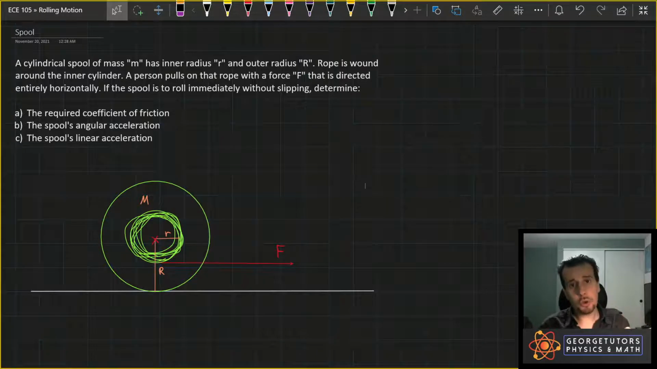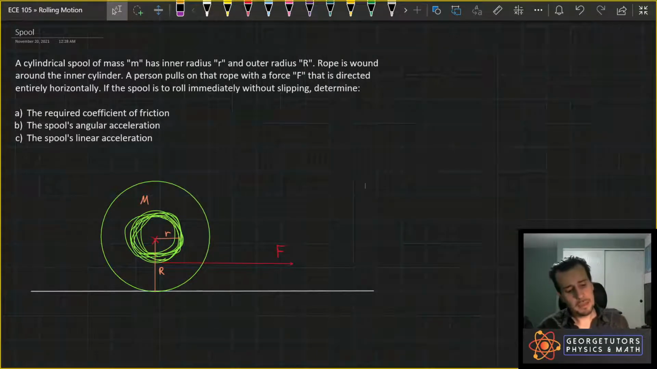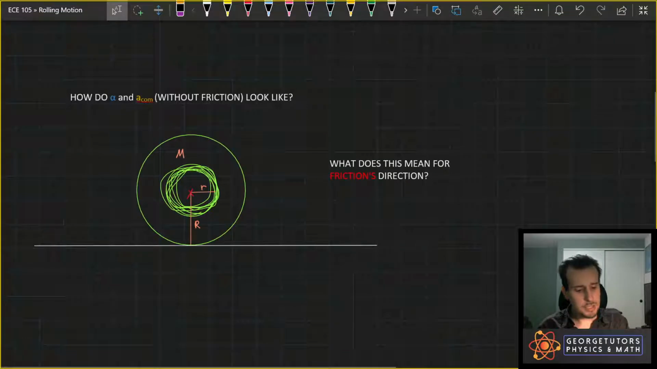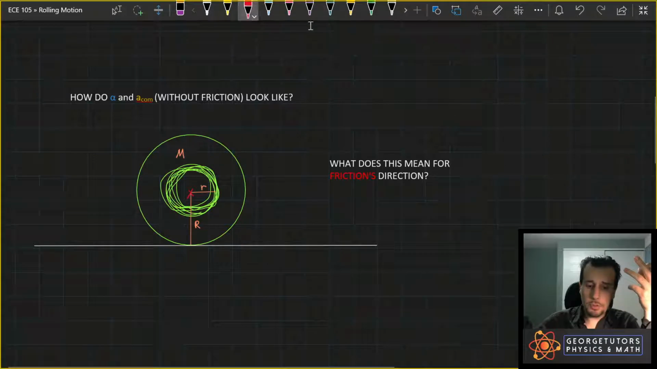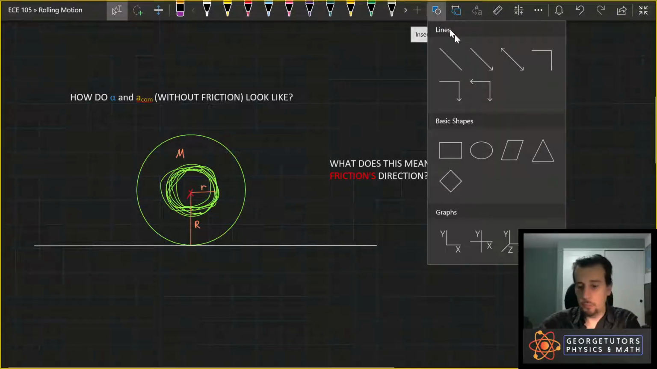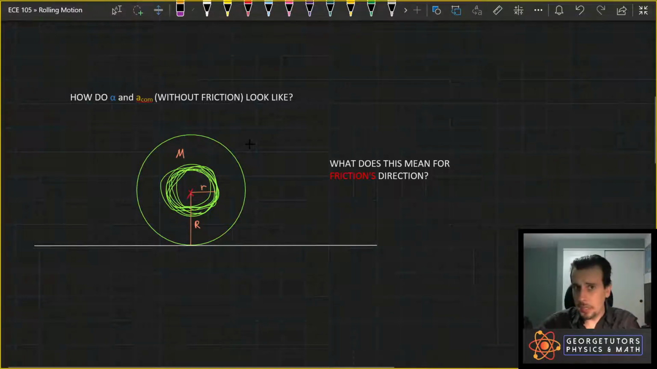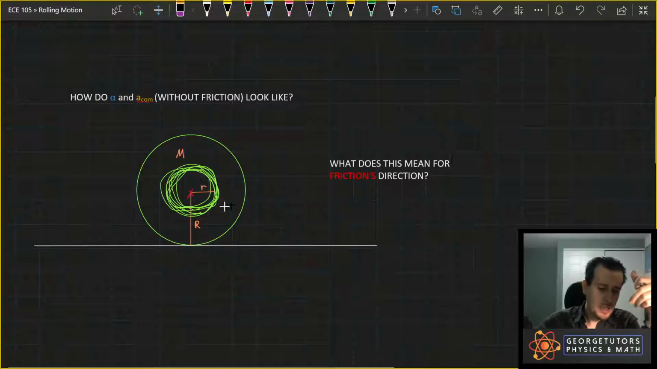So how do I get started in a problem like this? Well, the first thing you want to do is you want to see how the accelerations, the angular one and the center of mass acceleration, basically behave due to the other forces. And of course, you want to put down the actual other forces that are acting right now, ignoring again friction for the moment. What's acting on this spool besides friction then?